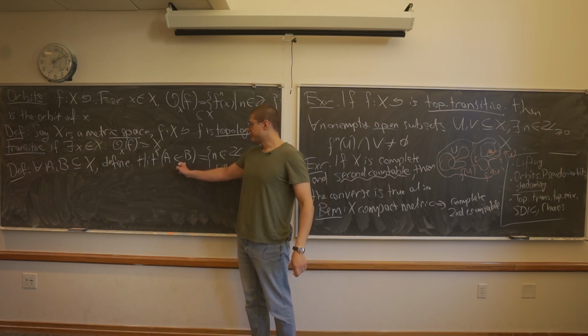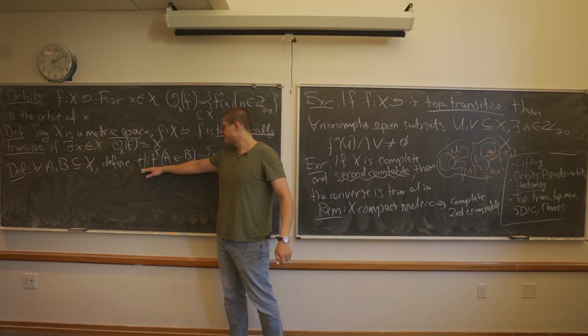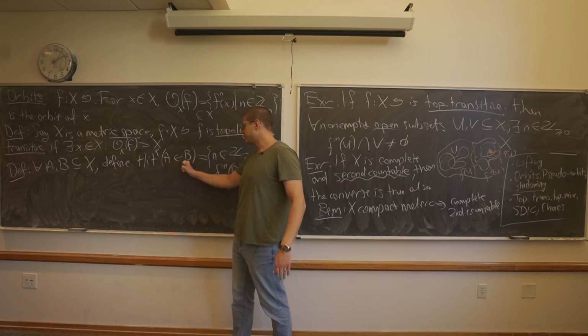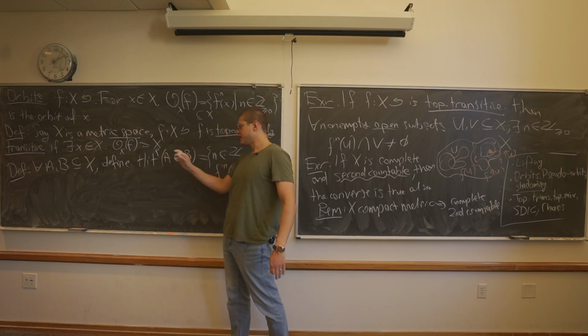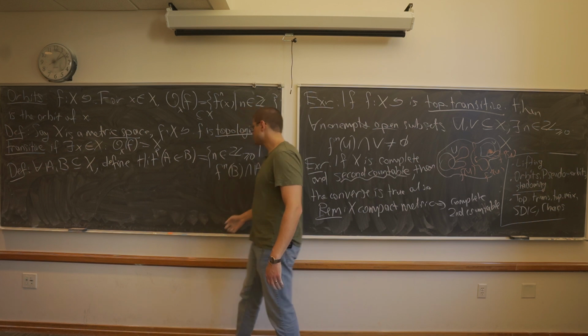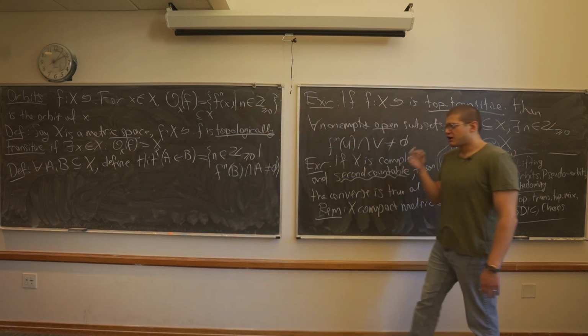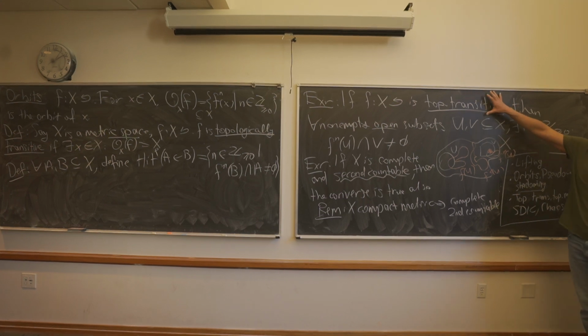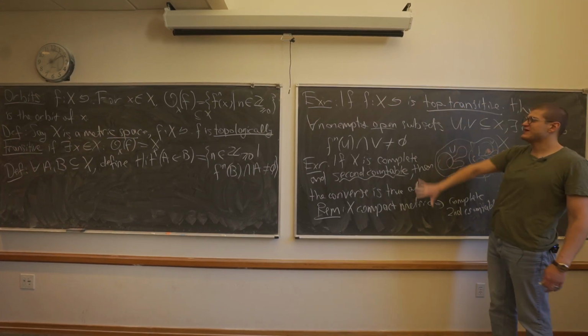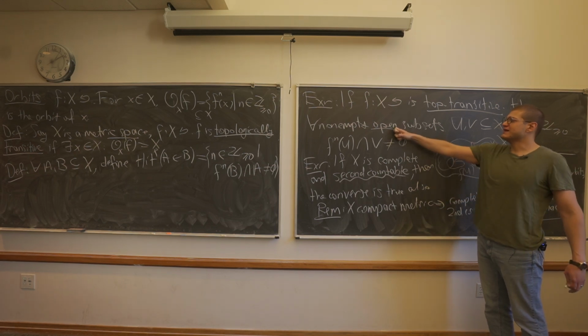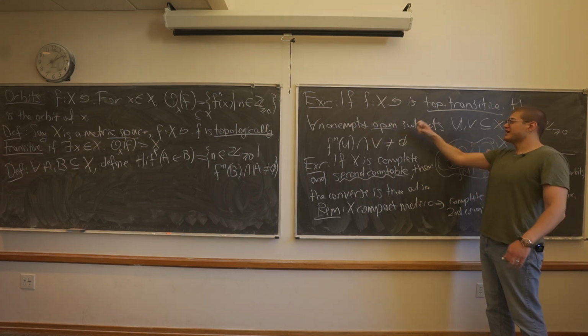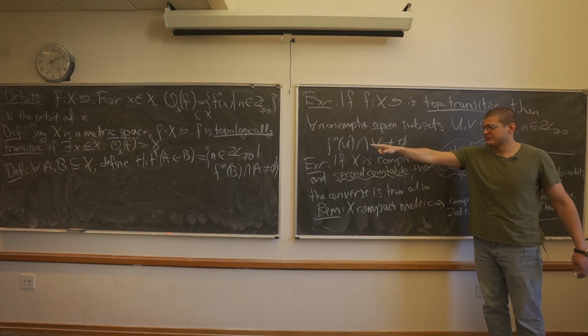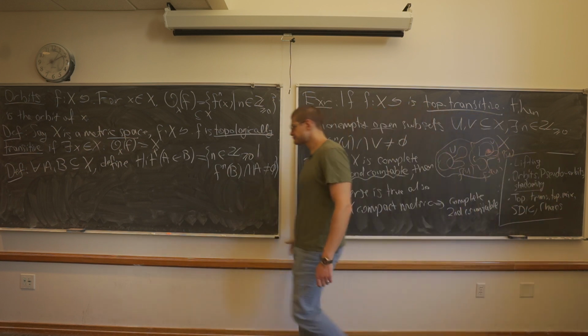So you're supposed to think of it like this. This is a bunch of time points. And you have two subsets, and you're trying to go from B to A using iterates of F. And you're just looking at the times that actually make this happen. And so this property says that topological transitivity is basically equivalent to saying that for any pair of non-empty open subsets, the hitting times set is non-empty.